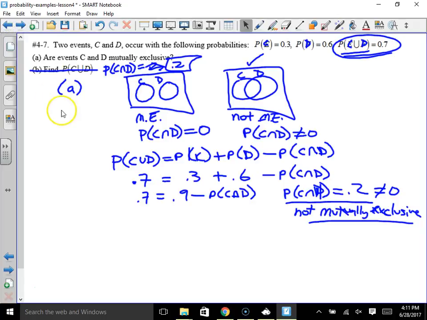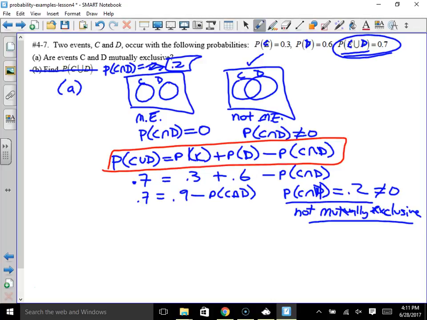The thing I wanted to include here was an example that you had to work out algebraically with the OR formula. This was the key point, that you can use this formula and substitute in anything. As long as there's only one unknown, then you can solve for that, whether you're solving for the or, the and, or an individual probability like C or D. Okay, so that'll wrap up the examples we have for Lesson 4.